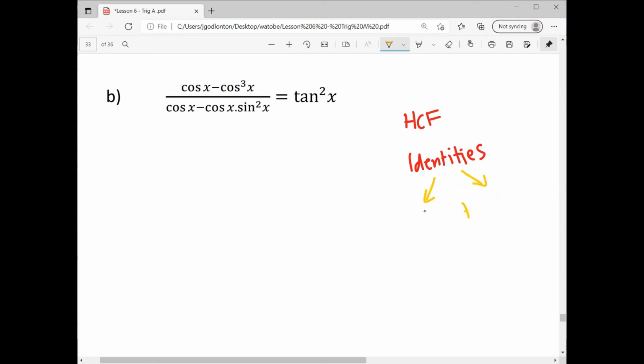The main one is that tan theta is sine theta over cos theta. And then your other one is that cos squared theta plus sine squared theta is equal to 1. And I can write that in different ways. I could also write cos squared theta is 1 minus sine squared theta. And I could say sine squared theta is equal to 1 minus cos squared theta. So those are the identities I'm talking about.